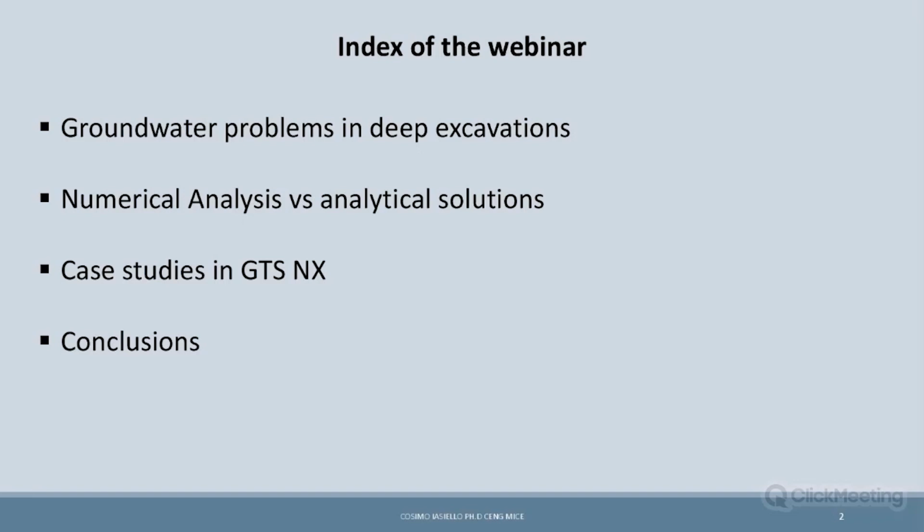Then I bring here some case studies in GTS and also some tricks we can use in MIDAS to sort out some problems, related more to the numerical calculation than to the geotechnical problem, and then we can have conclusions.